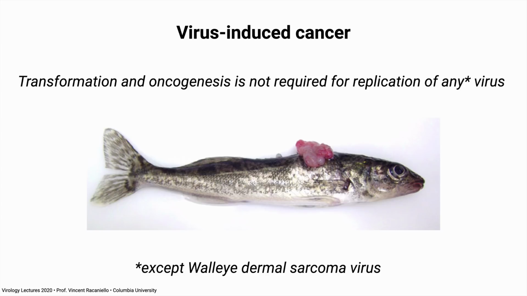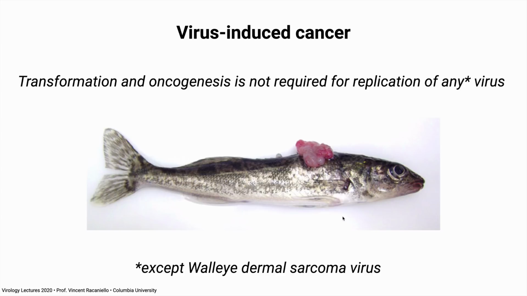There's one exception as far as we know, and that is a virus called walleye dermal sarcoma virus that causes tumors in fish, in walleyes. And there it is right there, the tumor on this fish. This is the only example where the tumor is actually needed for virus transmission to a new fish. These fish develop these tumors in the water, of course. They fall off. The fish is fine. It lives on and never gets another tumor, but the tumor is full of virus, and when it falls into the water, it breaks up, and the virus spreads to other fish.